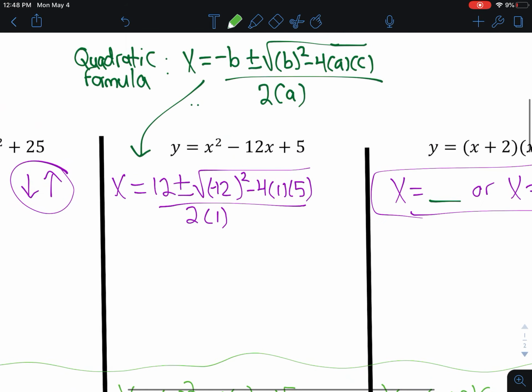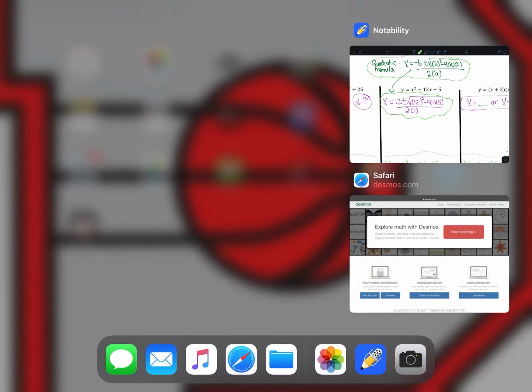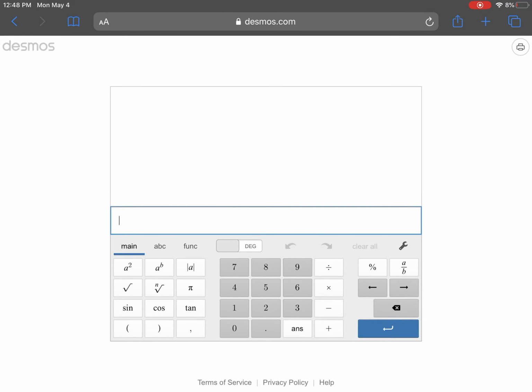In standard form, whenever you're finding the x-intercepts, you have to use the quadratic formula. I have it written right there for a reminder, where you plug a, b, and c into the formula. Remember, you can use the scientific calculator to help you do that calculation.